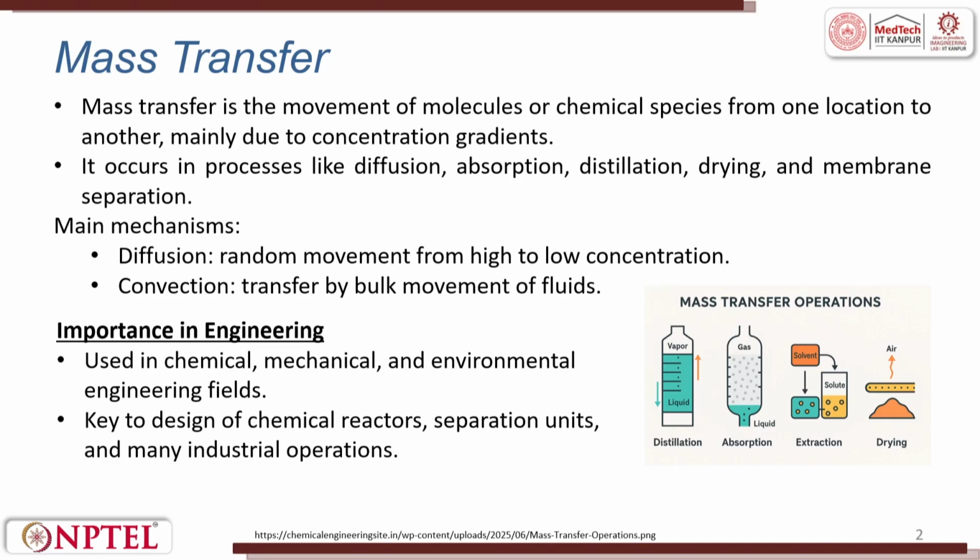Mass transfer, to recall the concept, is the movement of molecules or chemical species from one location to another, mainly due to concentration gradients. It occurs in processes like diffusion, absorption, distillation, drying, membrane separation. The main mechanisms here are diffusion or convection. Diffusion is random movement from high to low concentration. Convection is transfer by bulk movement of fluids.